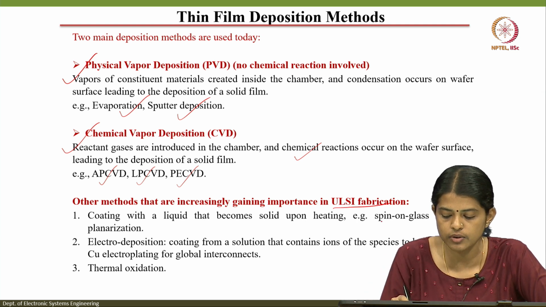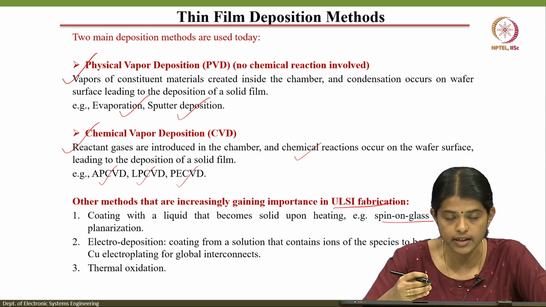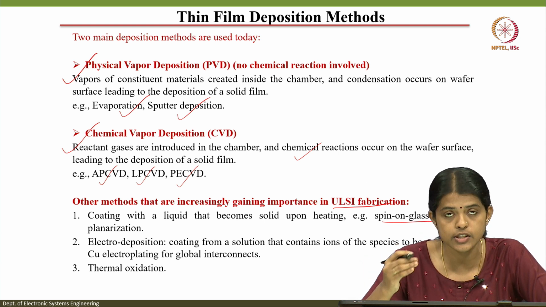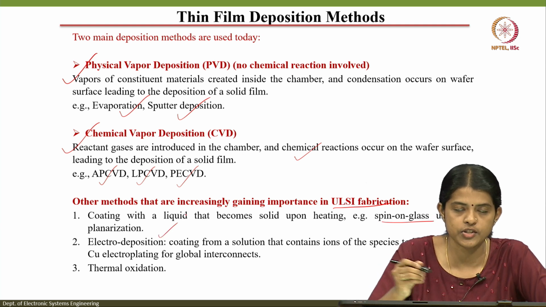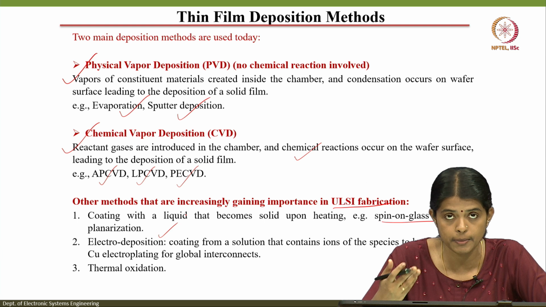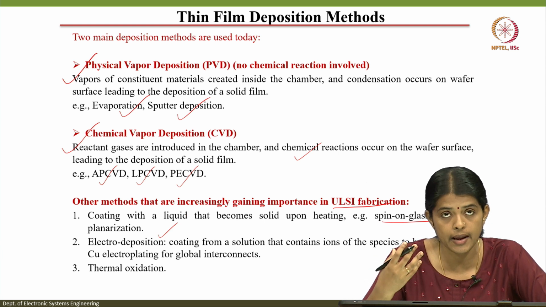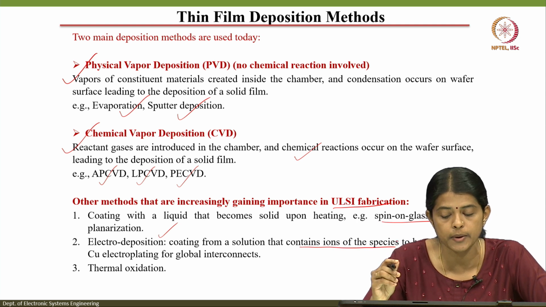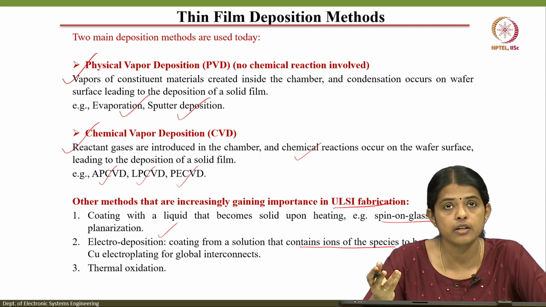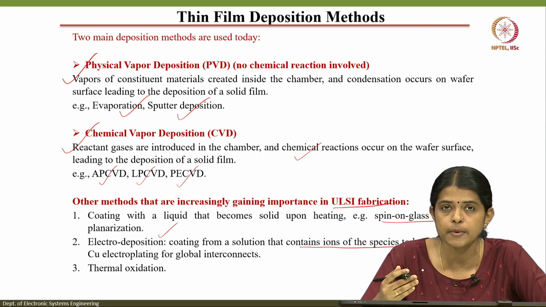First one is a spin on glass technique, where a liquid is coated upon a substrate and then later heated so that a solid layer is formed. Then you also have electrodeposition, which you might all be familiar with. That is the electrolysis method, where we have a solution which has the ions of the species to be deposited, for example copper electroplating to form the global interconnects. So this is the basic principle of the electrolysis technique which you all might know.